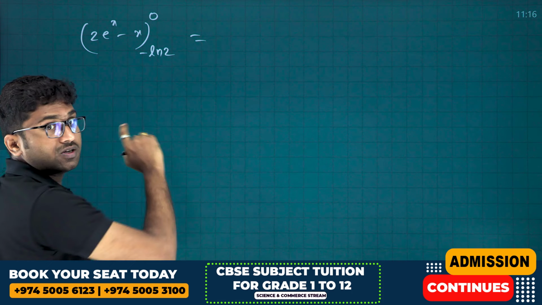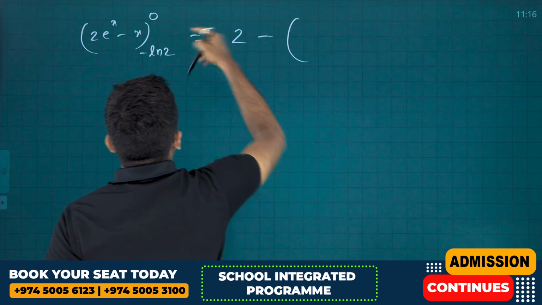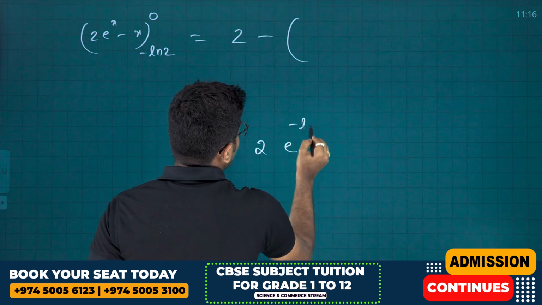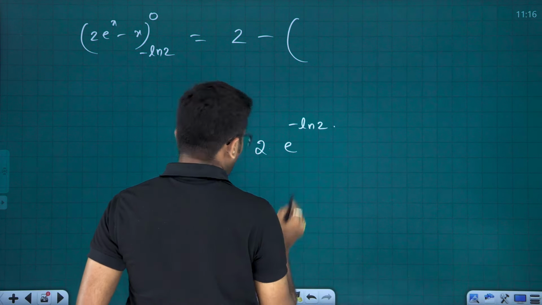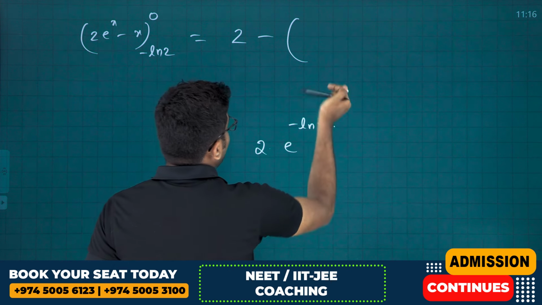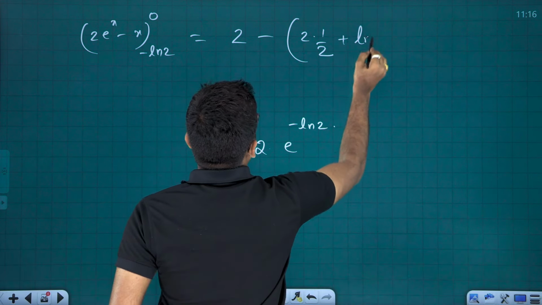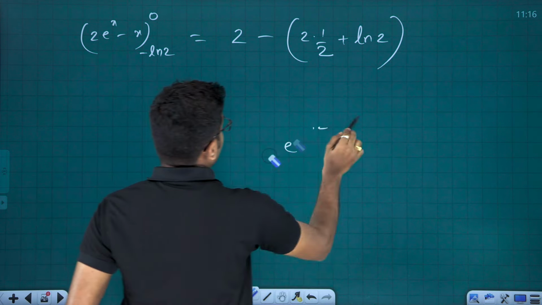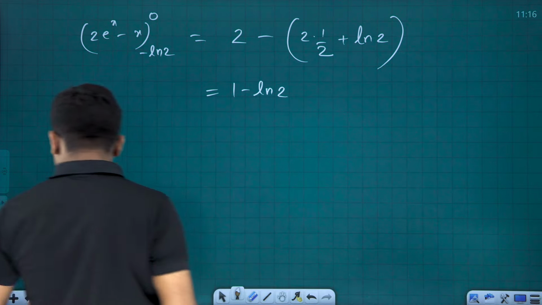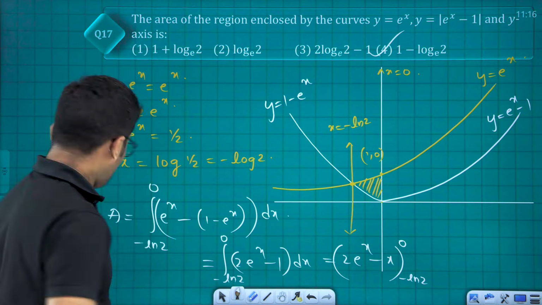That is nothing but, if you put x equals 0, 2 into e power 0 is 2, minus, if you put x equals minus ln 2, 2 into e raised to minus ln 2. Minus ln 2 is ln 1 by 2, so e power ln 1 by 2 is 1 by 2, 2 times 1 by 2, minus of minus, plus you get ln 2. So finally 2 minus 1, 1 minus ln 2 will be the final answer, friends, which is option 4, 1 minus log 2 to the base e. Next question.